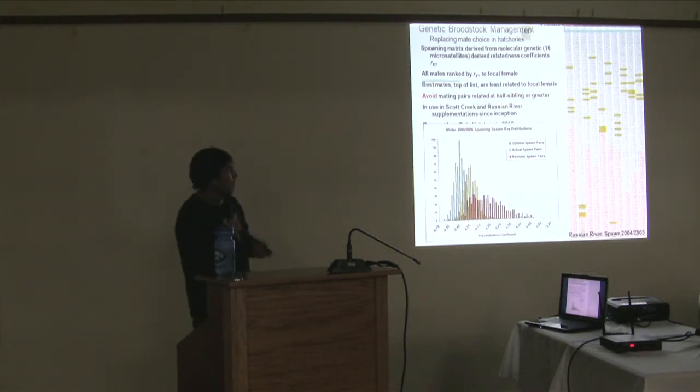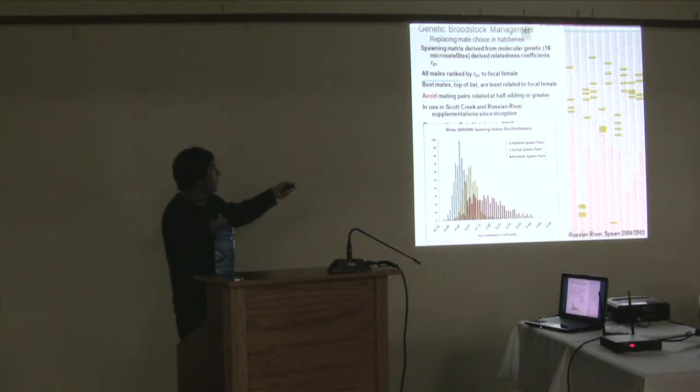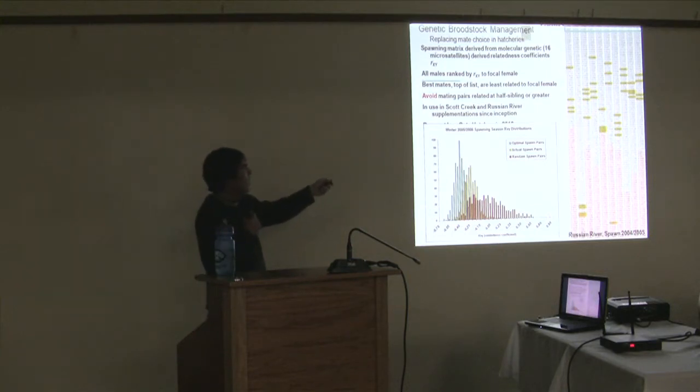Morgan's already talked a little bit about genetic broodstock management, so I won't say too much about it, other than we derive these relatedness coefficients from the molecular genetic data, in this case 16 microsatellites, 18 in some cases, and then we rank each male, every single male, as a potential mate for every single female in order of how closely related they are. The least related males at the top and the more related males at the bottom. And you can see in some programs in some years, the number of males that would create really highly inbred matings is very, very large.